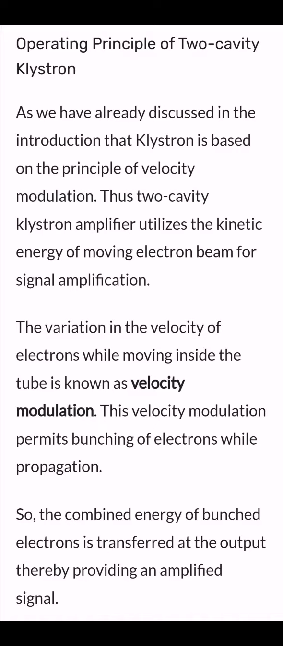The variation in the velocity of electrons while moving inside the tube is known as velocity modulation. This velocity modulation permits bunching of electrons during propagation. So the combined energy of the bunched electrons is transferred at the output, thereby providing an amplified signal at the catcher cavity.